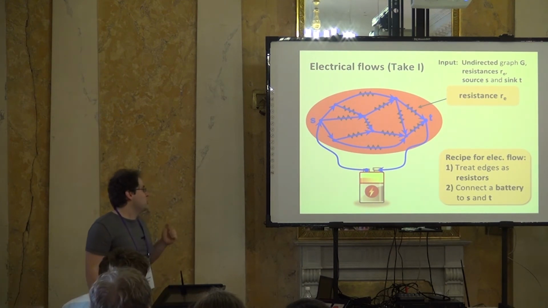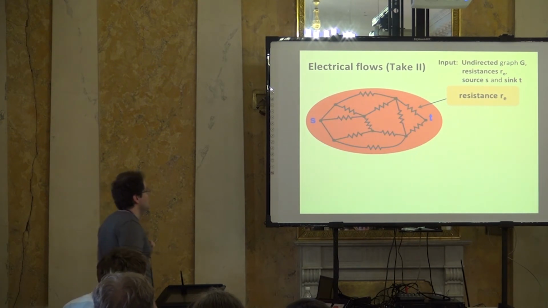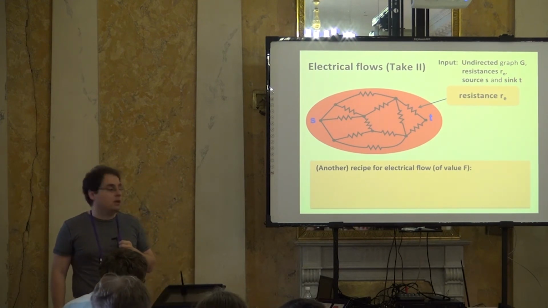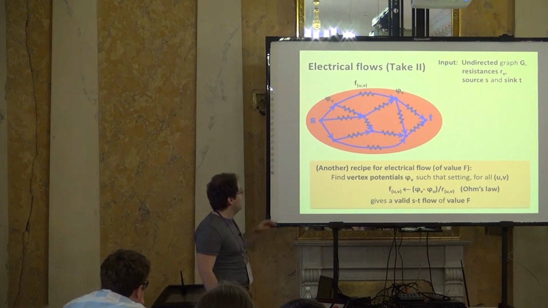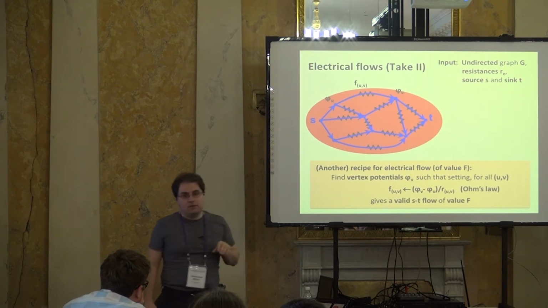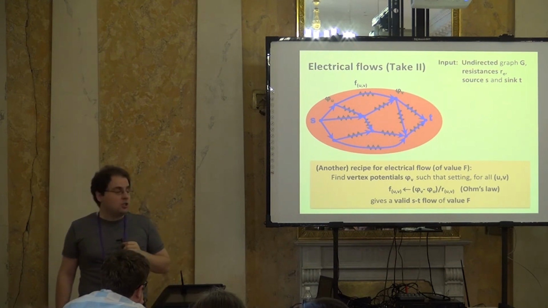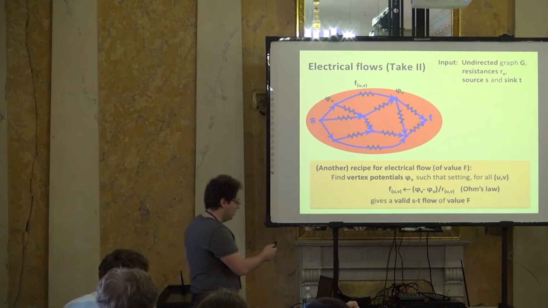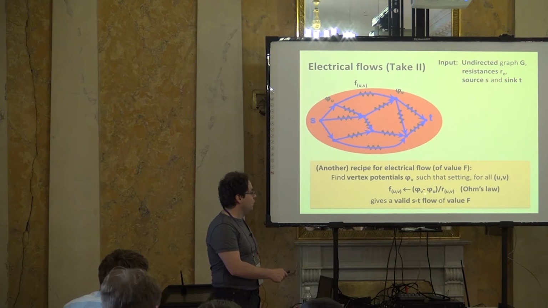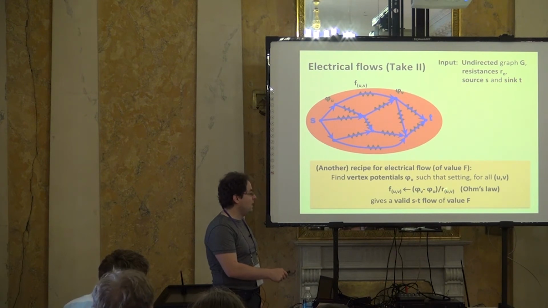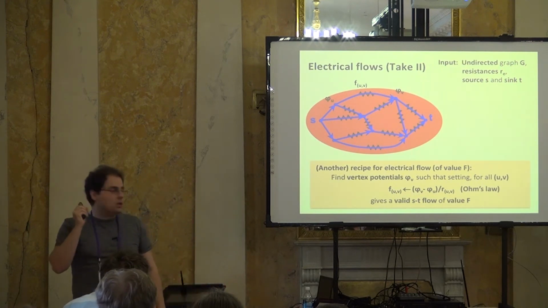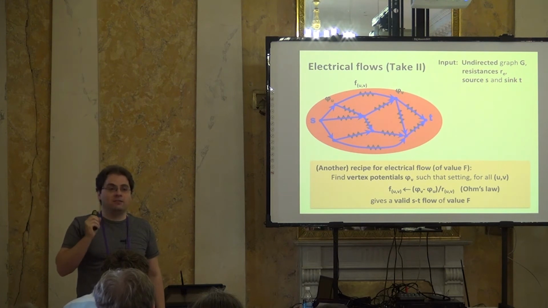But of course, it's not the best thing to work with when you want to do some math. So the other equivalent definition goes through Ohm's law and gives us a mathematical characterization of electrical flows. All that I need to do to find the electrical flow is to find vertex potentials, so numbers assigned to every vertex, such that if I look at what Ohm's law tells me, what is the flow induced in the graph by this potential, I just look for every edge at the difference of the potentials over this edge and divide by the resistance, and I get a flow. So essentially, electrical flow is the unique ST flow of value f that you can get this way.